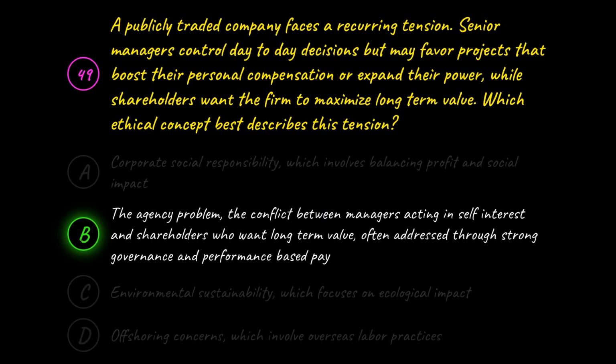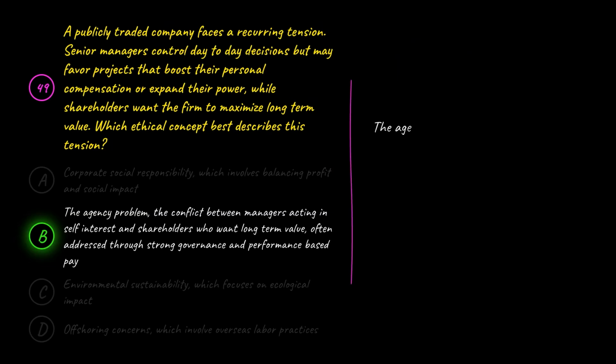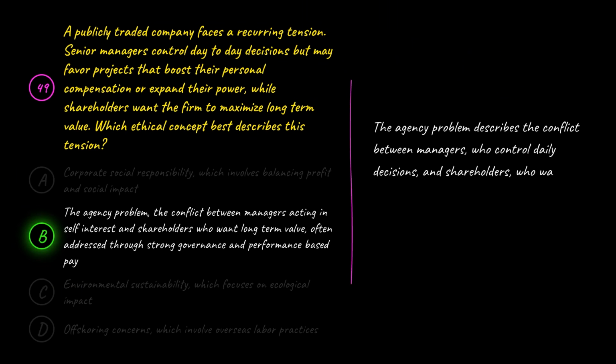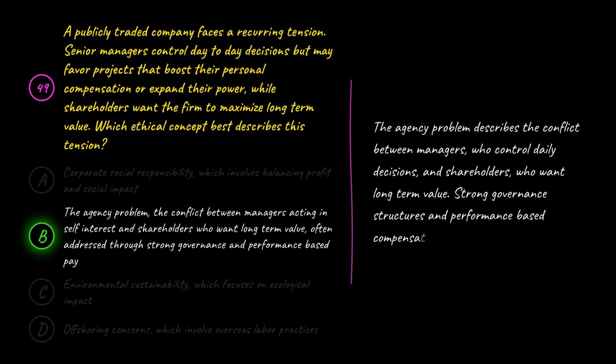The correct answer is B. The agency problem, the conflict between managers acting in self-interest and shareholders who want long-term value, often addressed through strong governance and performance-based pay. B is correct because the agency problem describes the conflict between managers who control daily decisions and shareholders who want long-term value. Strong governance structures and performance-based compensation are common remedies.